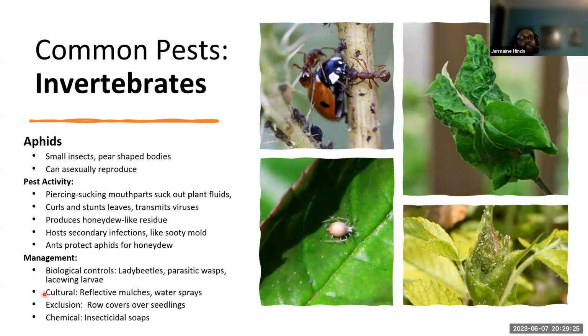Some of the cultural controls are reflective mulches. That can deter aphids from colonizing the plants. Water sprays can dislodge aphids. They're not very mobile, so this could prevent them from having a foothold in your plant. Exclusion is an option, so using row covers over seedlings to stop their early season colonization. And as far as chemical insecticides, there are insecticidal soaps that you can use to help take care of aphids.